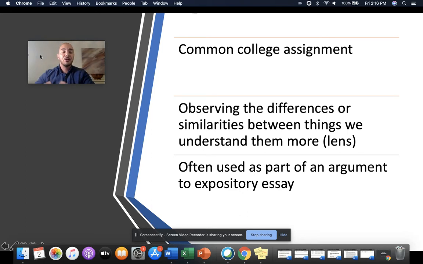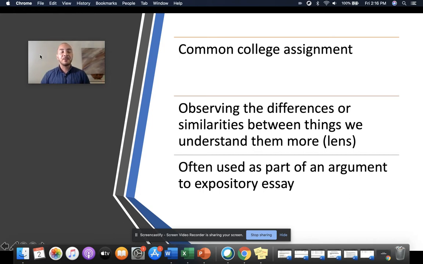Second, it's important because when we observe the differences and similarities between two topics, it actually helps us understand them more. It's almost like seeing item number one through a lens of item number two, and it helps you to ultimately illustrate or explain your ideas about the first item or topic. Think back again to Malcolm Gladwell's essay about weak tie and strong tie activism. By comparing and contrasting those two terms, we better understand both of them.